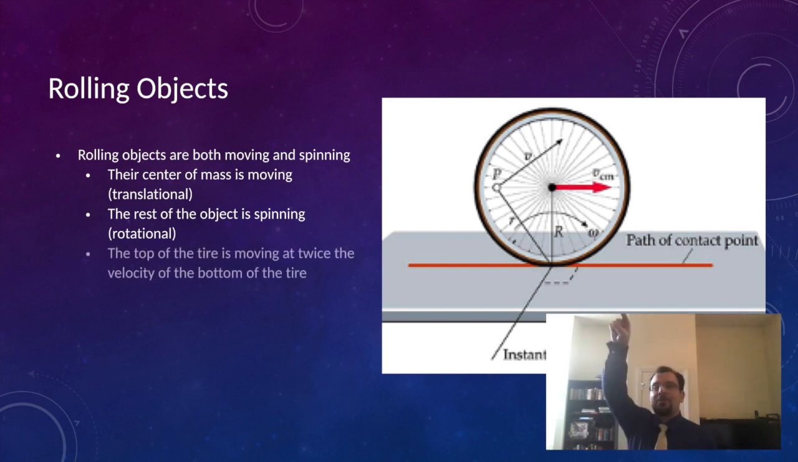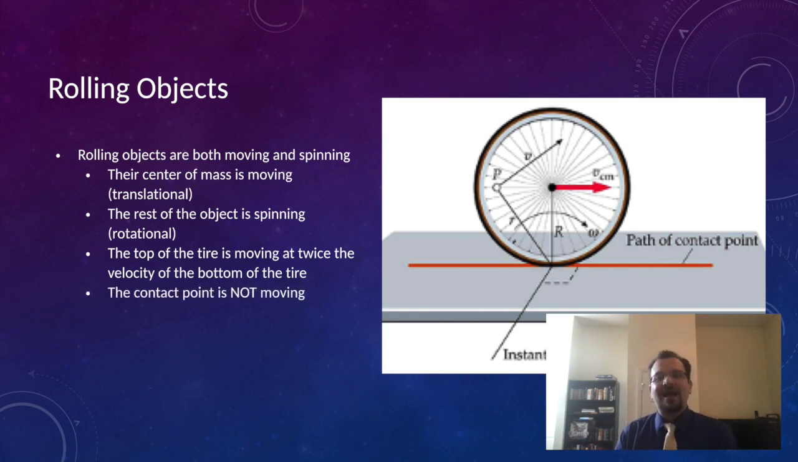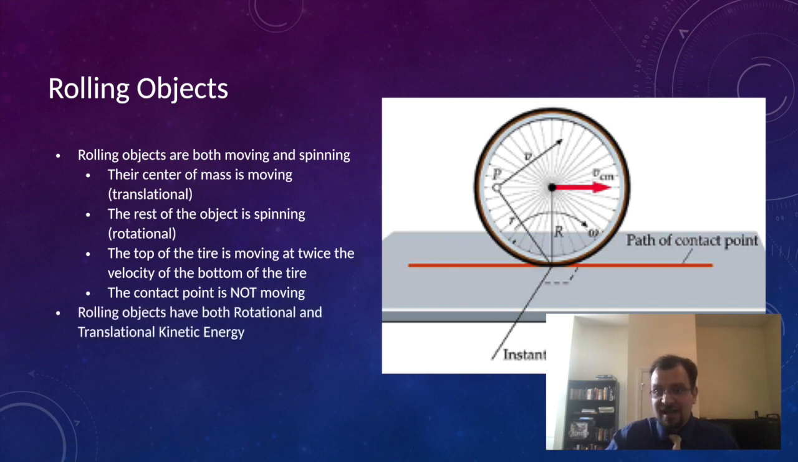So a couple of things. One is the very top of the tire is moving at twice the velocity of the middle, and then the bottom of the tire isn't moving at all. Pay attention to the words that are coming out of my mouth rather than the words that are up on the screen. So, top of the tire is moving at twice the speed of the middle, and the bottom of the tire isn't moving at all relative to the ground. So, this means that when we've got something rolling, we've got two different kinds of energy here. So we've got both rotational kinetic energy and translational kinetic energy.